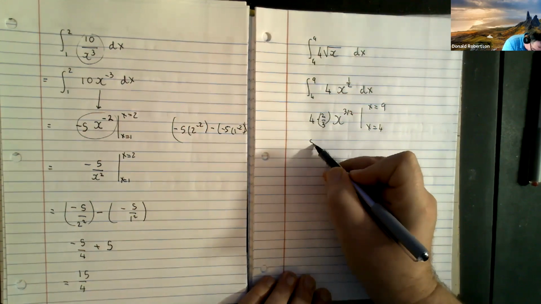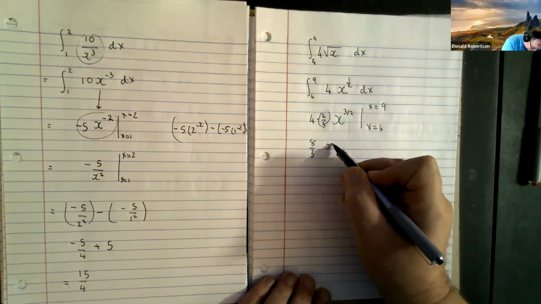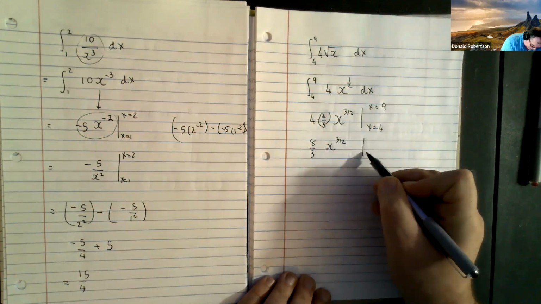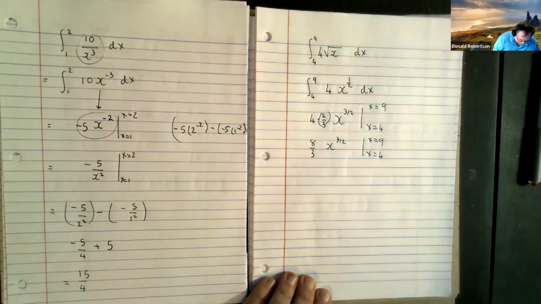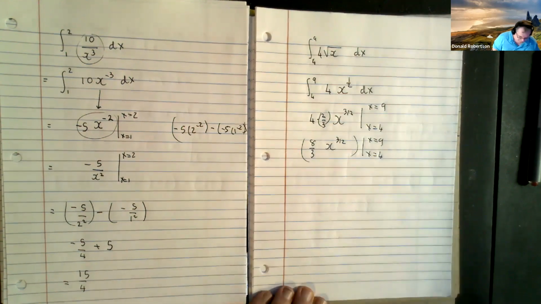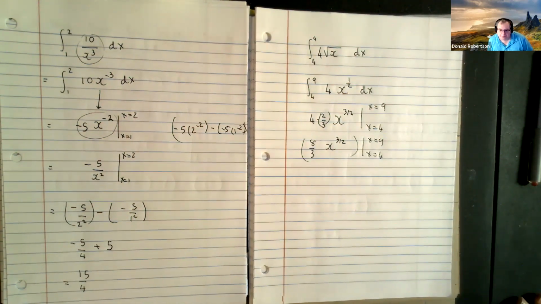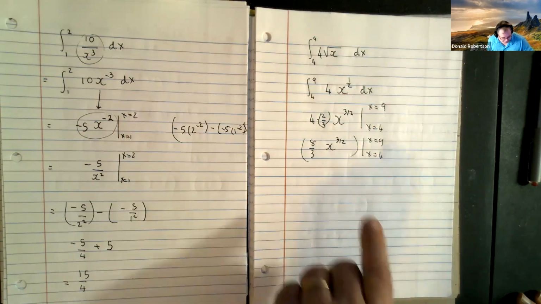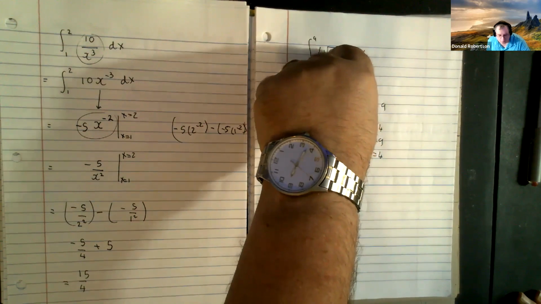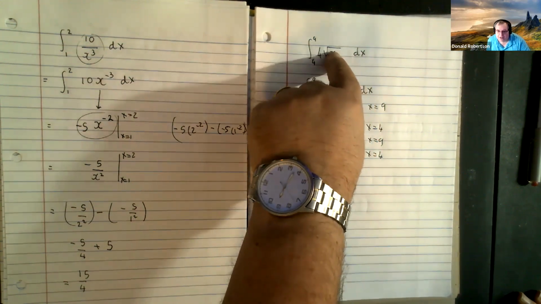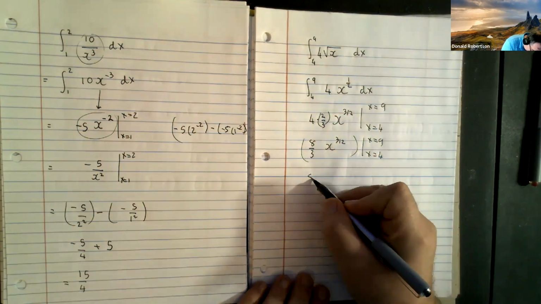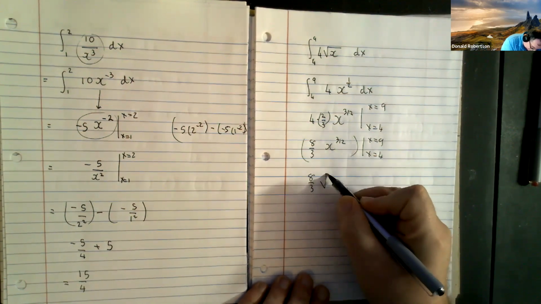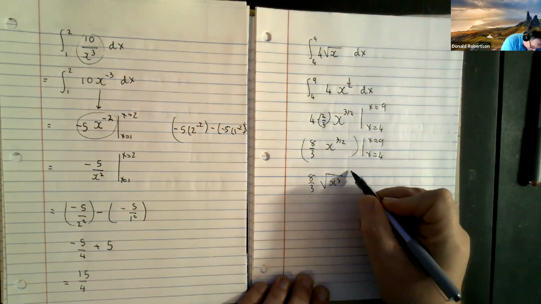And this fella now becomes 8/3 x to the 3/2, evaluated at 4 and evaluated at 9. So that's where we are right now. And now I'm going to bring into play my style point rule. And my style point rule says that this guy should look more like that guy. And that guy has a square root, so should this guy. So I'm going to write it as 8/3 the square root of x cubed.